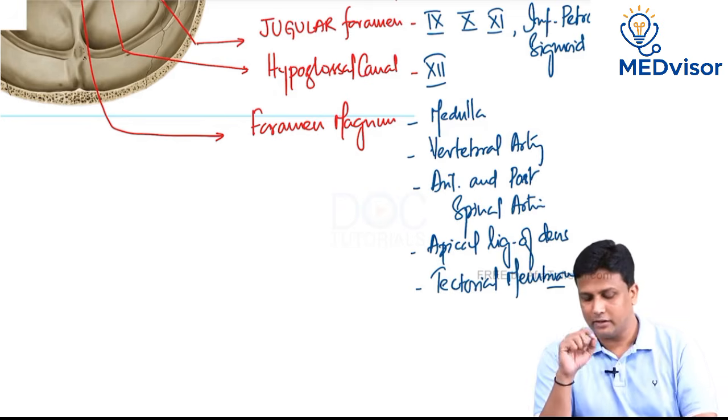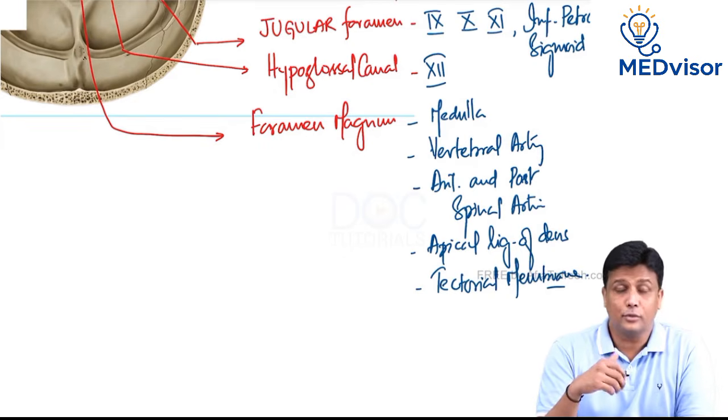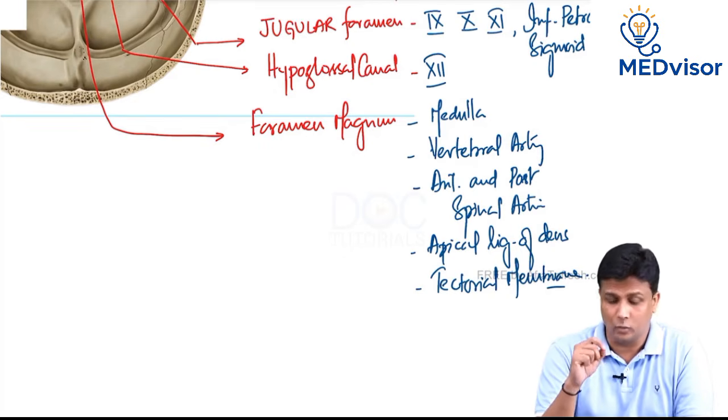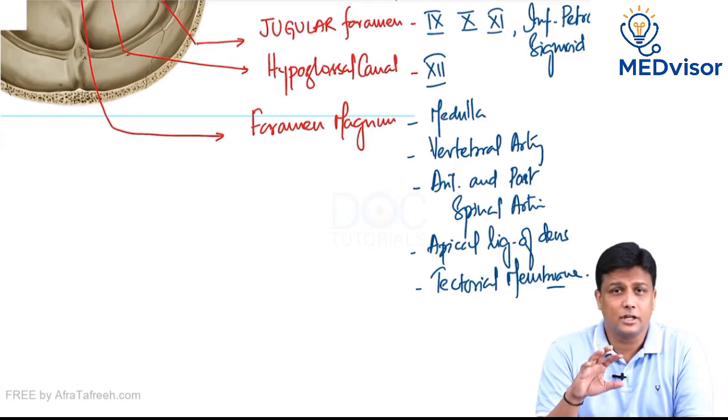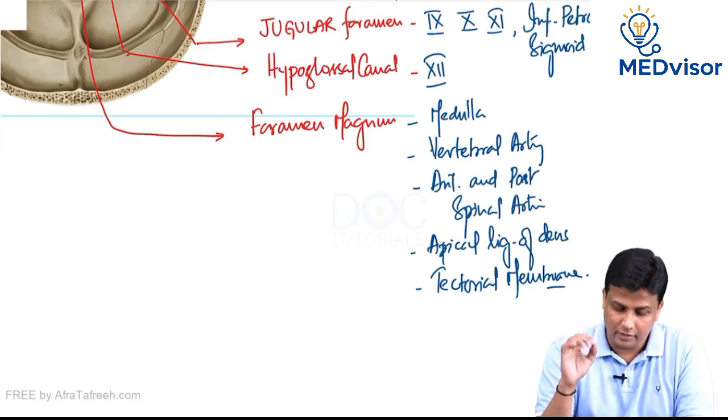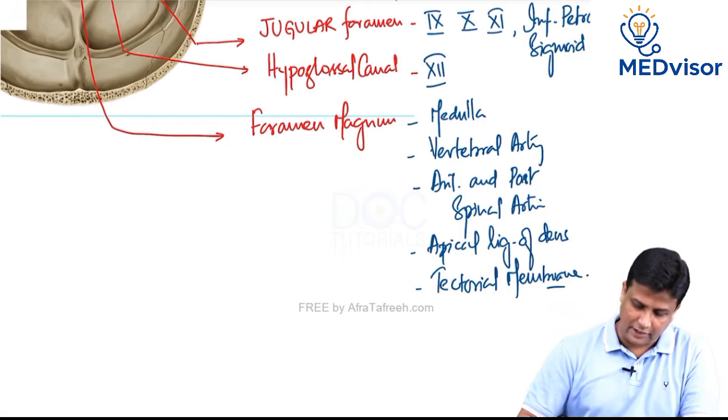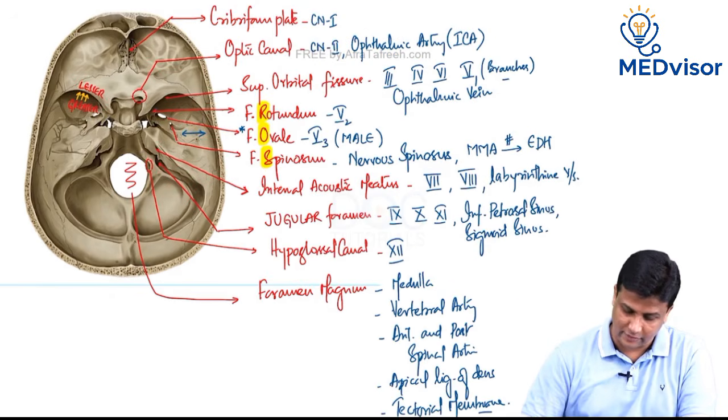So tectorial membrane, the apical ligament of Dens, anterior and the posterior spinal arteries, along with the vertebral artery as well as medulla oblongata. All of these are the structures which are passing through the foramen magnum, the biggest or the largest foramen out of all the cranial foramens, guys. Okay. So by this, we complete actually all the cranial foramens and the structures passing through the cranial foramens in a simple and easier manner.